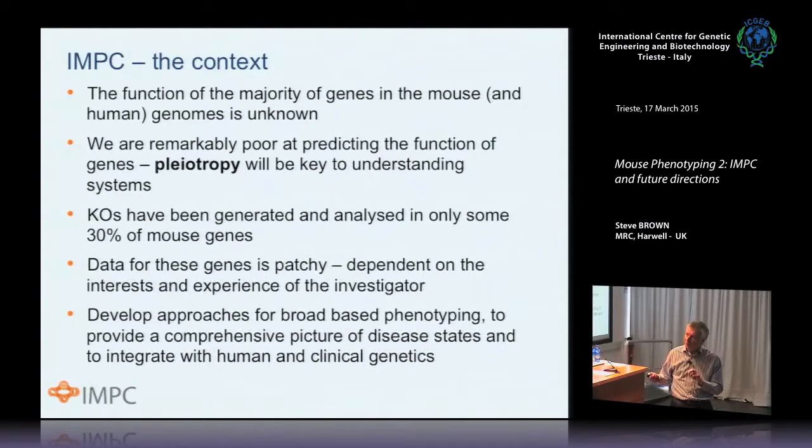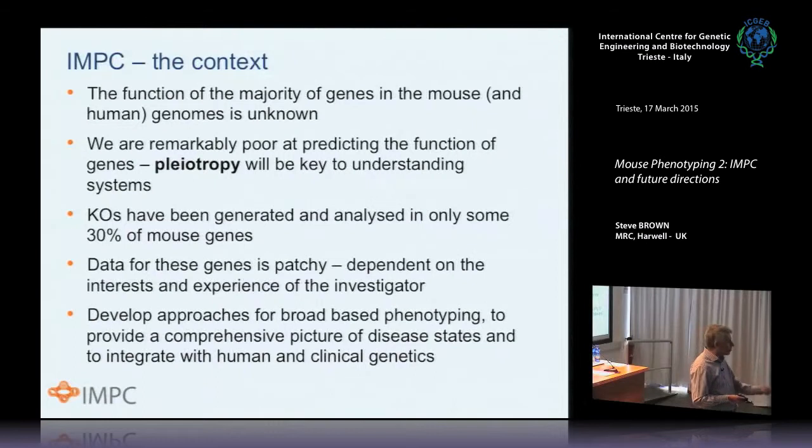I've already reminded you that knockouts have been generated and analyzed in only some 30% of mouse genes. There's a huge landscape of gene function out there which we know absolutely nothing about, and it almost seems ironic. It's 10 years since the mouse genome sequence was published, more than 10 years. We still don't know the function of most of the genes in the mouse genome. And where we do know function, I will remind you again, the data for these genes is patchy. It's dependent on the interest and experience of the investigators.